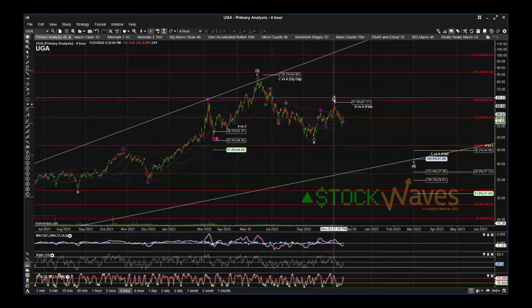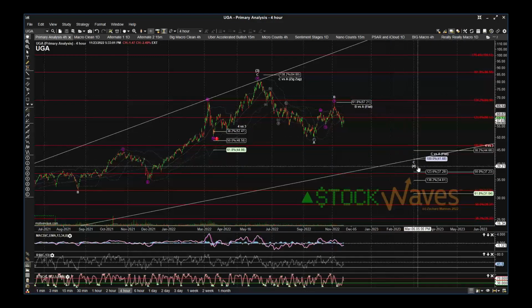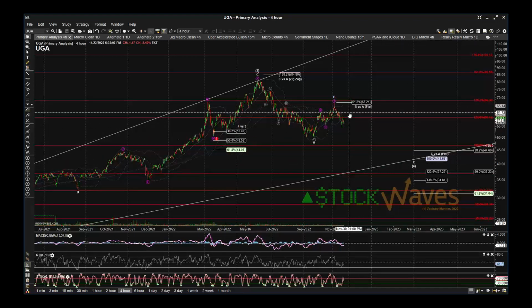Got this WXY for the B wave to a 618 retrace and it has turned down pretty substantially from there. This can easily be a 1-2 start to the C wave, and it can bounce a little bit more in a wave 2, closer to 62. They might be heading lower.